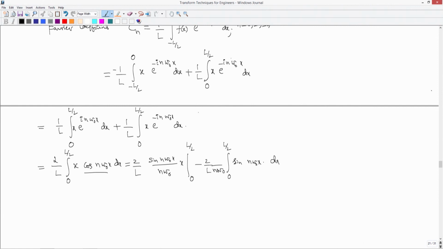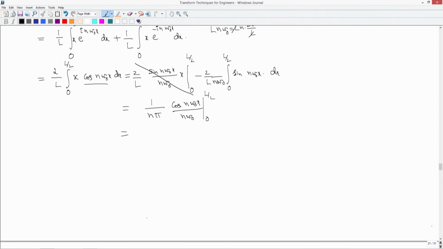So in this one, n omega naught is n into 2 pi by L. So L by 2 when you substitute is n pi, that is 0, and when you put x equal to 0, this is anyway 0. So the contribution is nil here. So you are left with minus 2 by L into n 2 pi by L. So 2 pi n, so simply pi n 2 goes here, L n omega naught, that is L n 2 pi by L. So 2 n pi. So divide by 2 n pi, this 2 goes numerator and denominator. So this will be minus minus plus cos n omega naught x by n omega naught. This is running from L by 2.